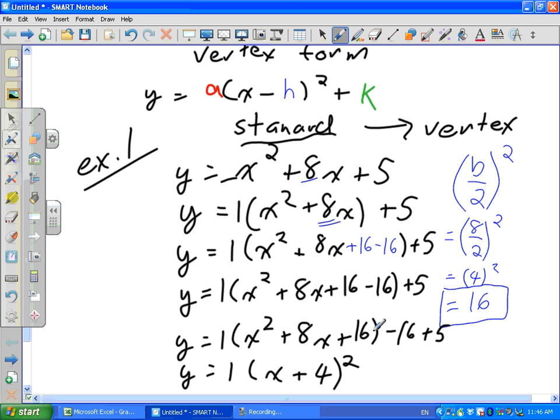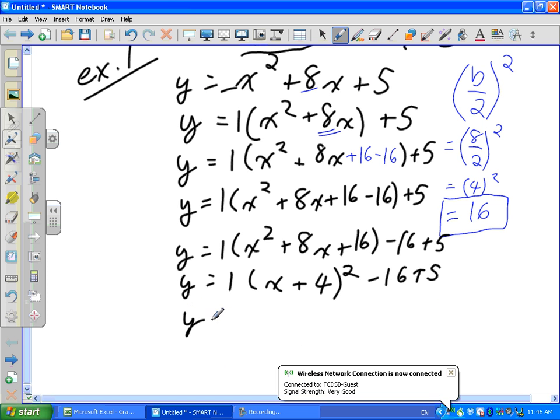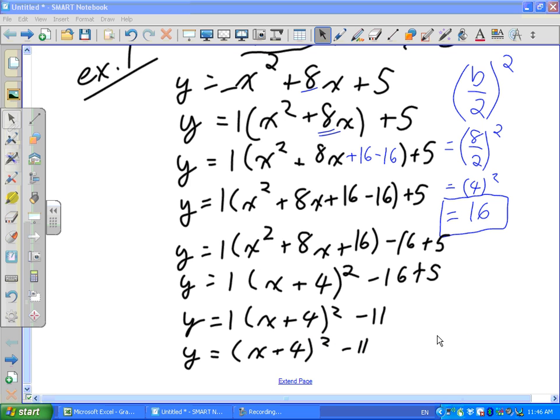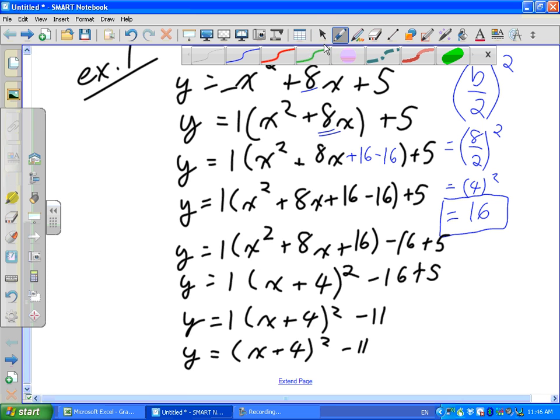Now, if we'd factored it the way we're used to factoring it, it still would have worked out. In fact, I'll do it on the side again in a second. I just want to get to the final answer here. So, y is equal to x plus 4 squared, and negative 16 plus 5, negative 11. Okay? Now, technically, I don't need that 1, so it could look like this, minus 11.